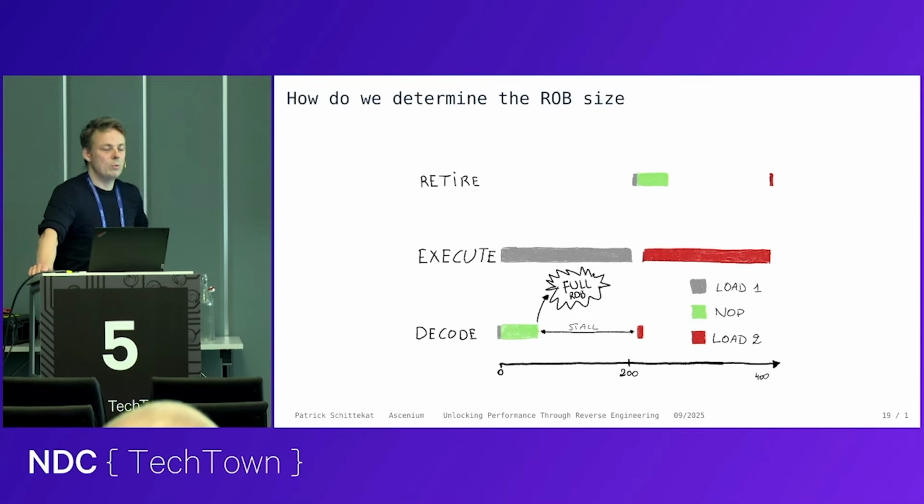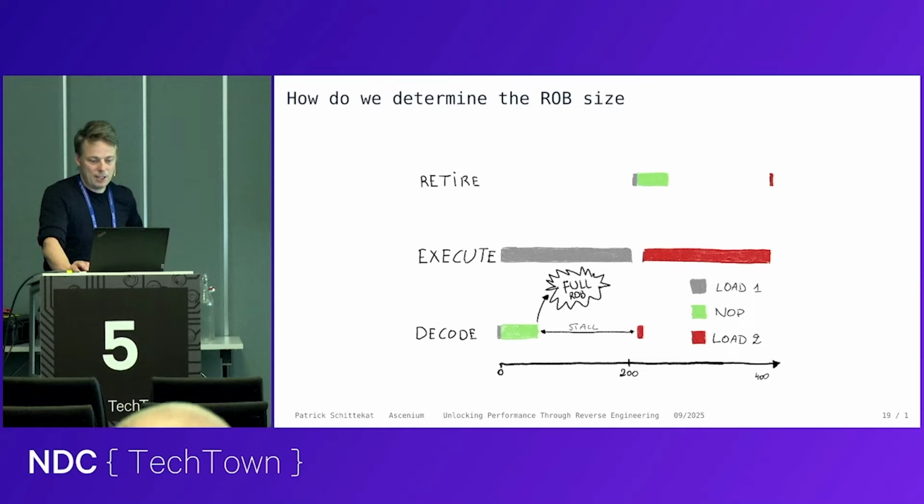So in a way, reverse engineering is really the opposite. We try to find out when the performance goes really bad, because then we know the sizes of this hardware structure. And this is about 400 nops.